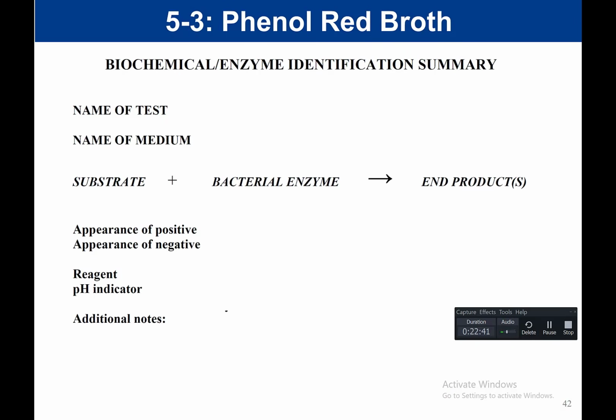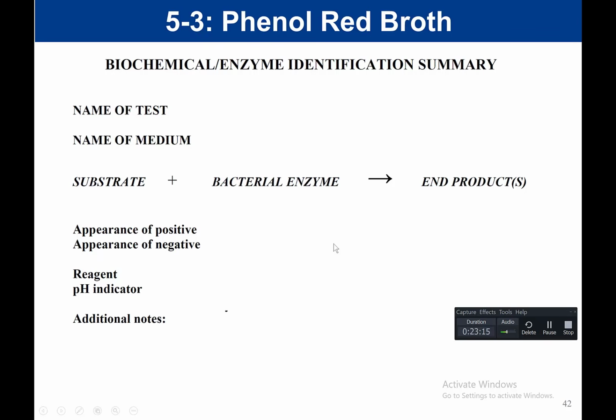So this is basically your biochemical sheet. For each and every biochemical test that we do, so phenol red broth, our OF test, our indole test, methyl red, Voges-Proskauer, citrate, etc., you want to make these biochemical sheets. And for each of those tests, you should know the name of the test, the name of the medium, the substrate, the enzyme, the products.